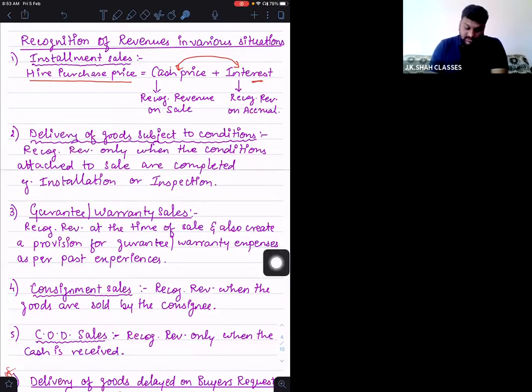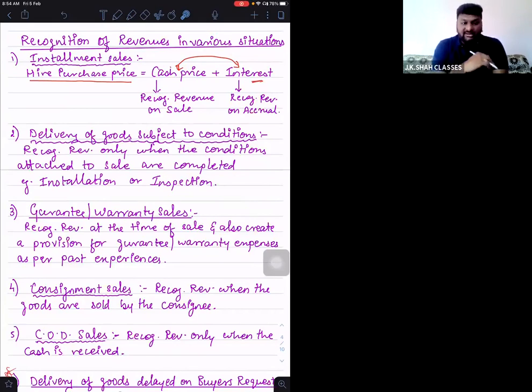Point number 3, guarantee or warranty sales. This is a very common type of sale which takes place in your day-to-day life. Whenever you buy a mobile phone, it is backed up by 1 year or 2 years of warranty. If anything happens to your phone, there is a technical issue, the company will fix it for free. Apple people replace the iPhone only, they give a new iPhone to you. But all others repair it and give it to you, or if it is irreparable, then they will give you a new phone.